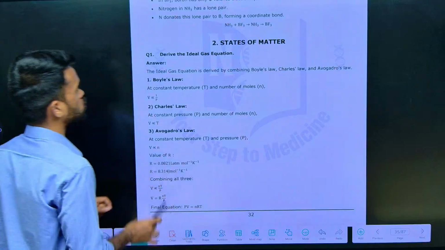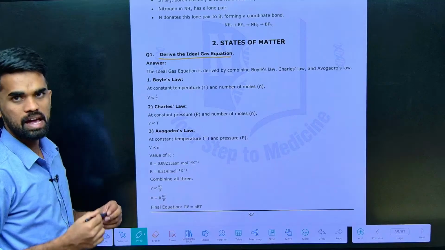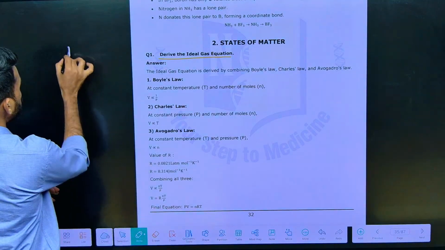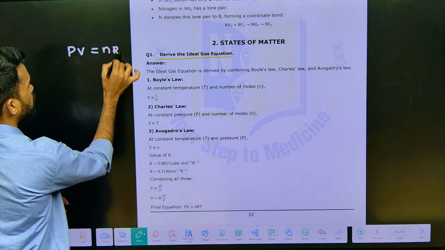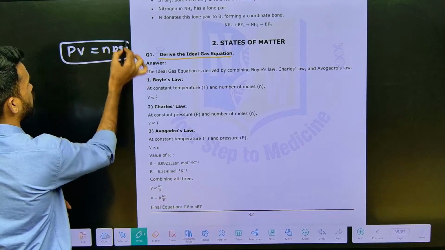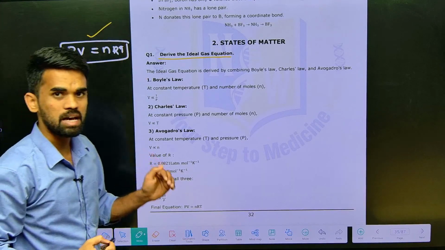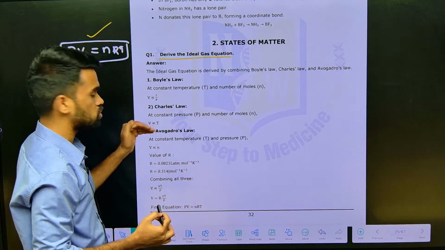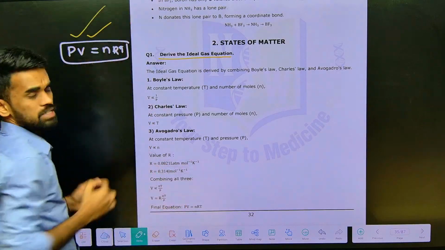The first question says, derive the ideal gas equation. So what is the ideal gas equation? First of all, we know there is something called PV = nRT. This is the ideal gas equation we got. Now this is a combination of some other laws like Boyle's law, Charles' law, Avogadro's law. These are very fundamental laws. The combination of all these laws gives you this ideal gas equation.